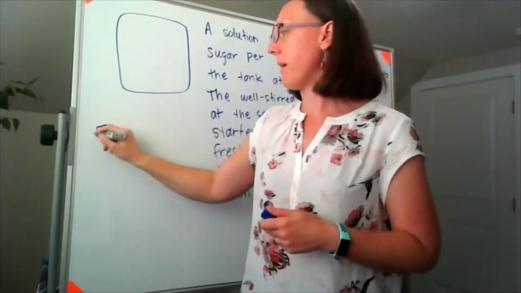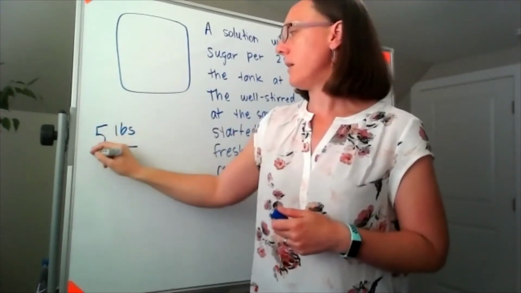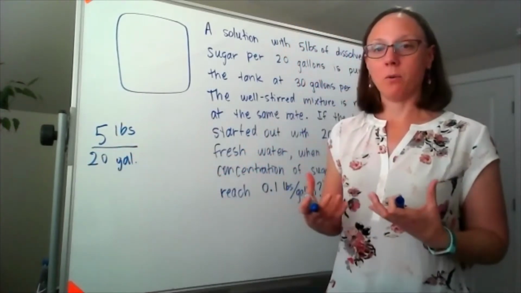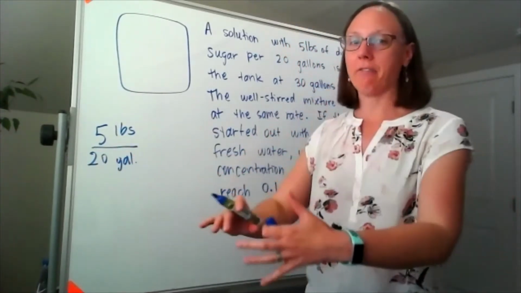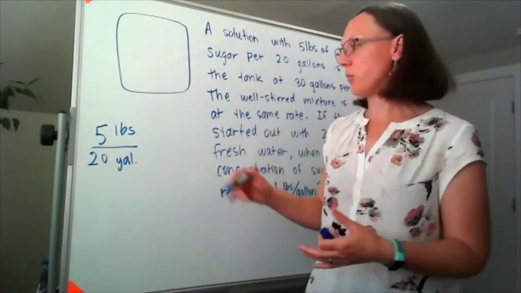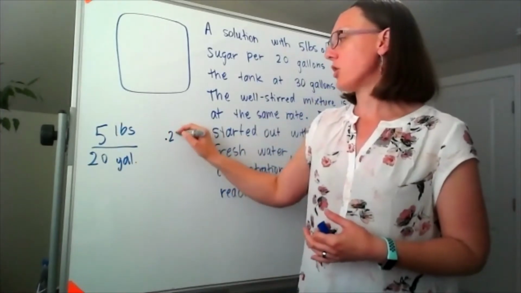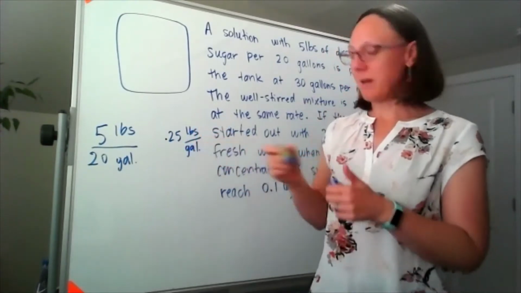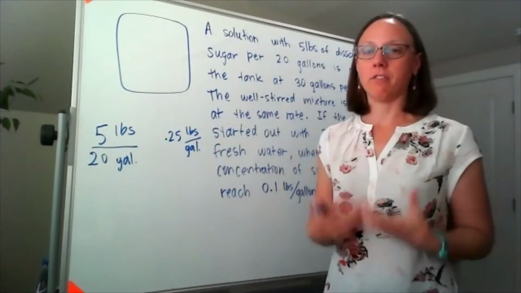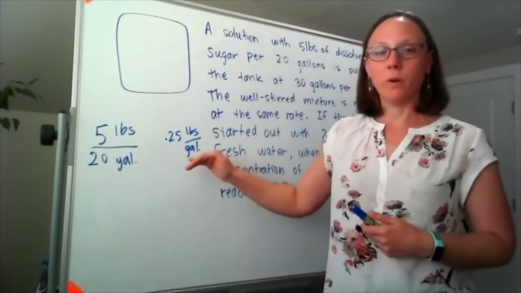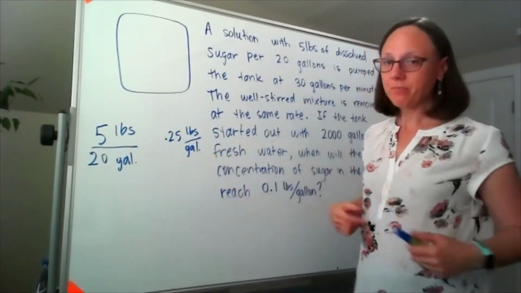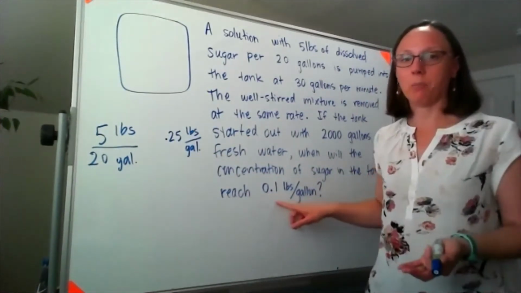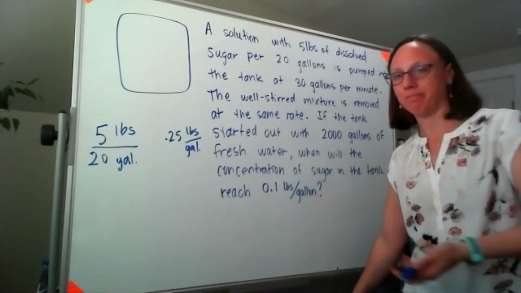Or if I think about that, 5 pounds per 20 gallons, that would mean our maximum, if we let time go forever, the highest concentration we could ever reach is 0.25 pounds per gallon, because the best we could do is replace all of the fresh water in the tank with the solution that we're pouring in. So it's reasonable that we would, at some point in time, hit 0.1 pounds per gallon.